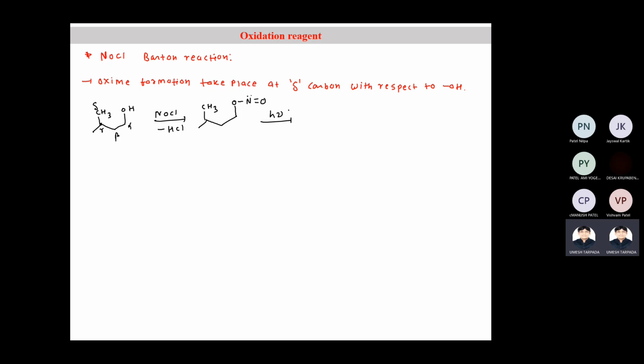Then if you do photochemical heating, radical formation takes place, cleavage takes place, and you are getting CH3O minus, and another radical is NO. The next step is you can carry out reaction of this with proton abstraction reaction. Next step is proton abstraction reaction takes place.